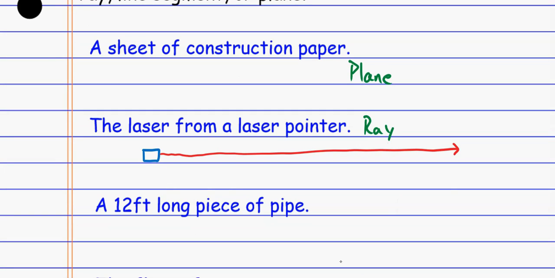Something like this, a 12-foot long piece of pipe. If I just had a piece of pipe that was 12 feet long, it's got threads on each end maybe. If you're talking about some metal pipe or something like that, so there's a 12-foot long piece of pipe. Well, it just stops on each end, okay? It's a finite length, so it's only 12 feet, so it's a line segment.